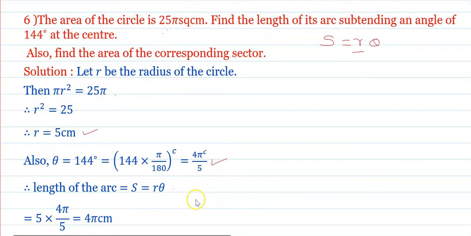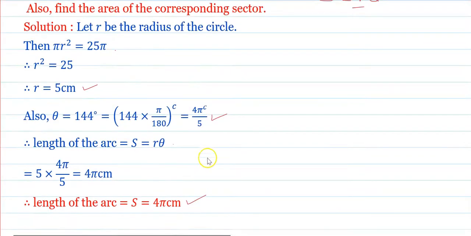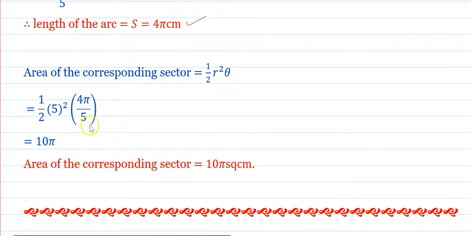Now the next, area of the corresponding sector is 1 upon 2 r square theta. The value of r is 5 and theta is 4 pi by 5, and if we simplify this again, then you will get 10 pi. We get 25 here, and one 5 gets cancelled. Here 2 1s are 1, 2 2s are 4, and therefore you will get 10 pi. Therefore the area of the corresponding sector is equal to 10 pi square centimeter.